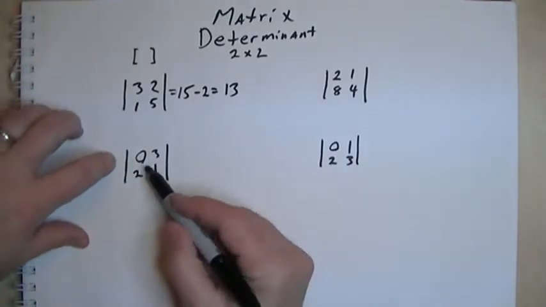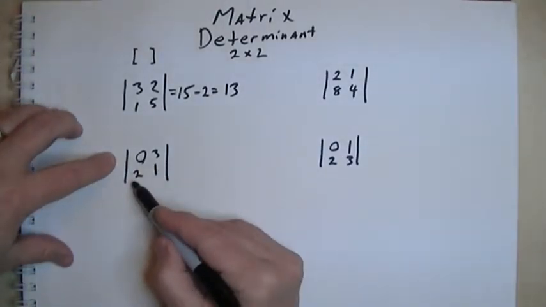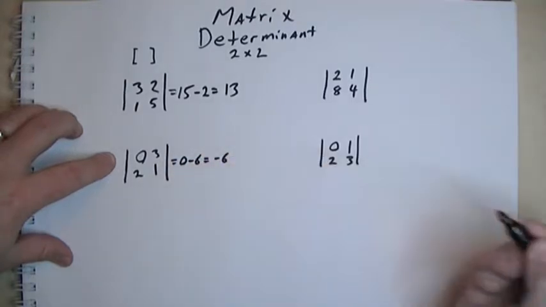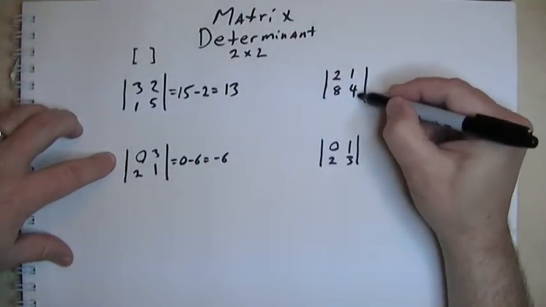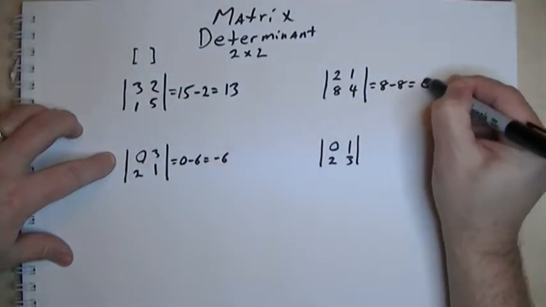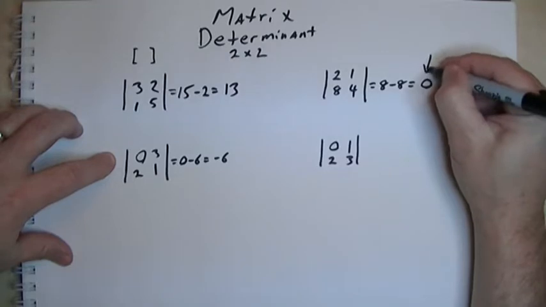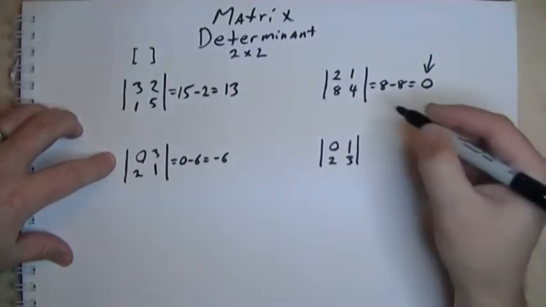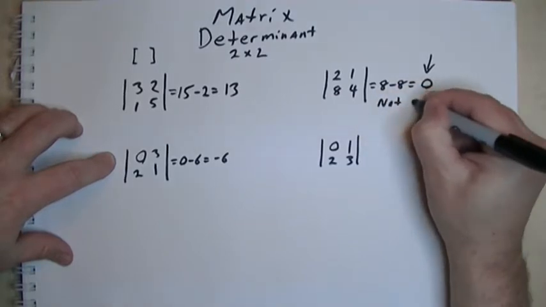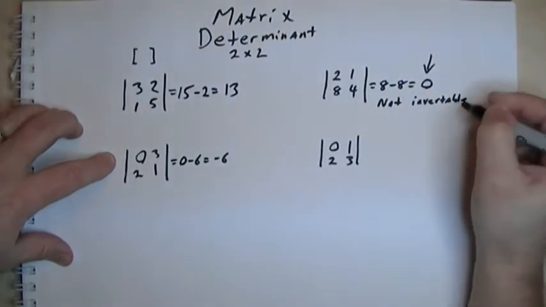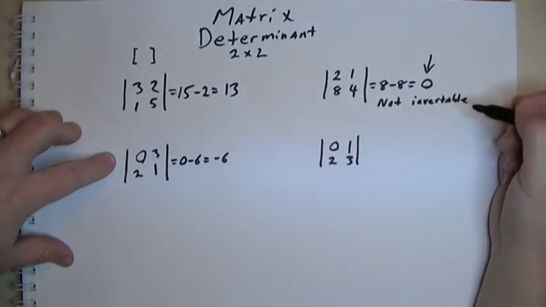Let's do a couple more. This one is just going to be 0 minus 6. It's going to be negative 6. This one is going to be 8 minus 8, or 0. And this is the condition we're looking for. This particular matrix will not be invertible. And we'll get to that later when we're using matrices to solve systems of equations.